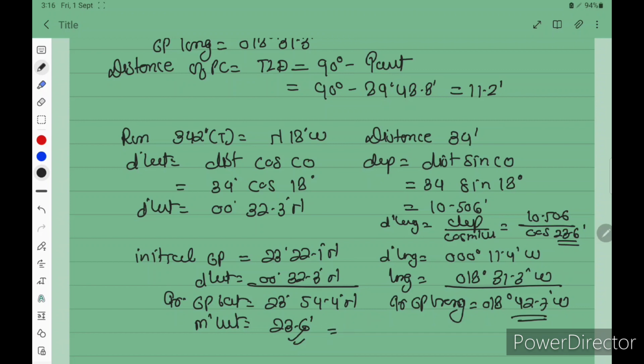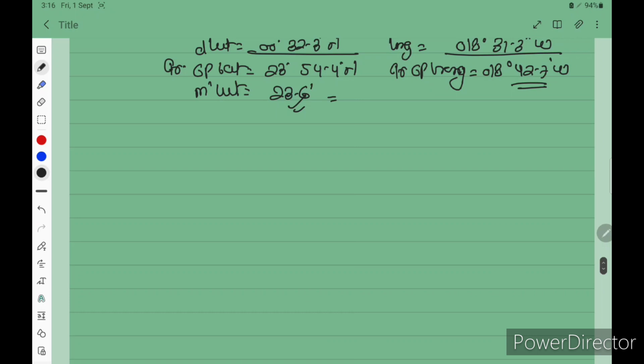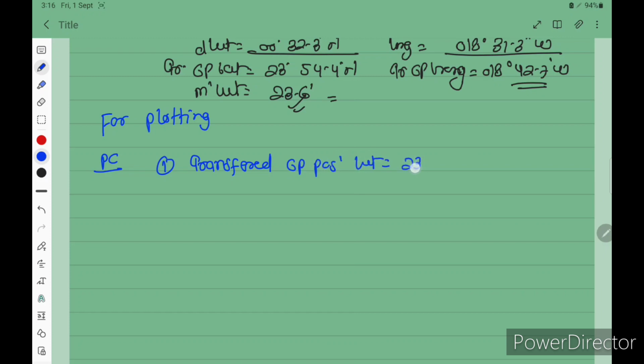Now for plotting the position circle, we have transferred GP position latitude 23° 54.4', just now we calculated, and longitude is equal to 018° 42.8' west, distance 11.2 we calculated.